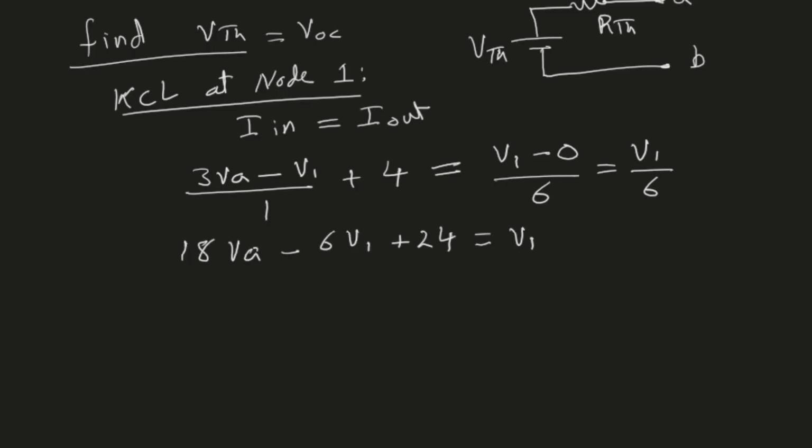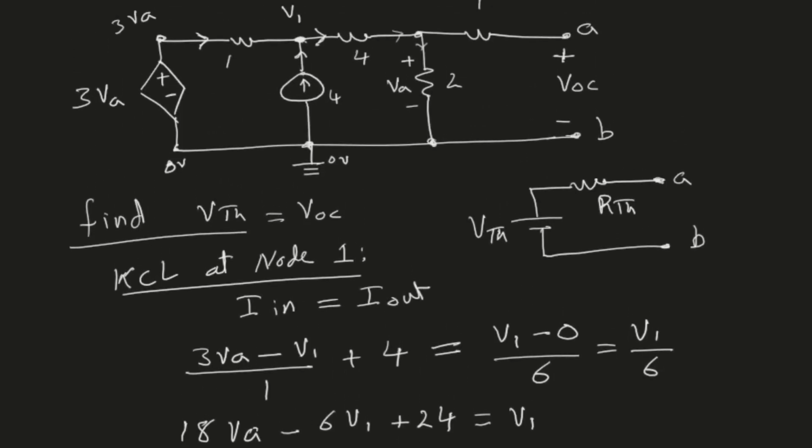All right, and now I can simplify it further. So I will have 18 VA minus 7 V1 plus 24 equals 0. All right, so this is our equation that we obtained from node 1. And because we have only one node, therefore we will get one equation, and we should be able to find the voltage V1 from that equation.